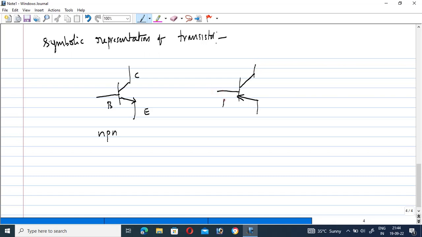Now base, emitter, collector, right? Then you can see it in the block diagram format. So in the case of the transistor, what are the terminals? Terminals of a transistor.